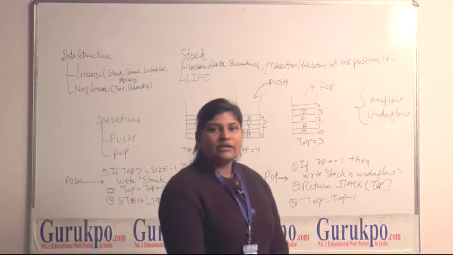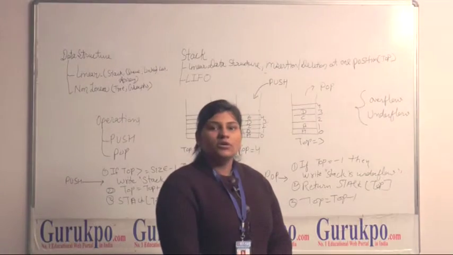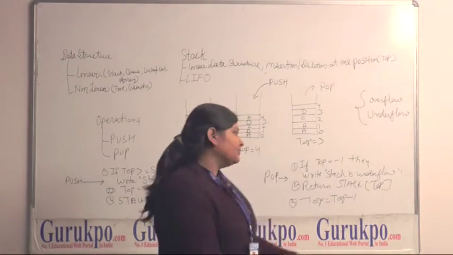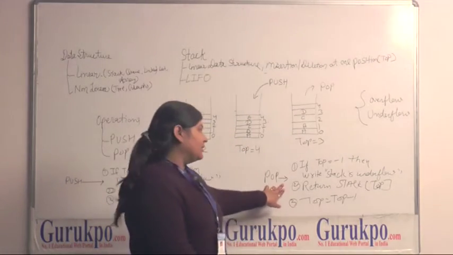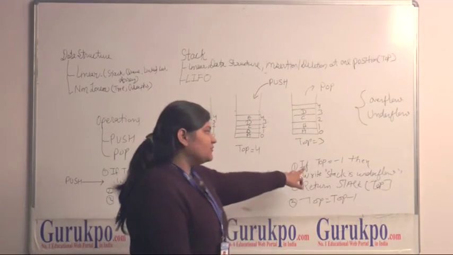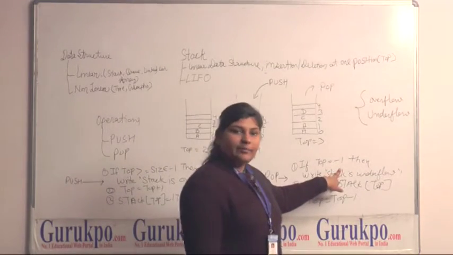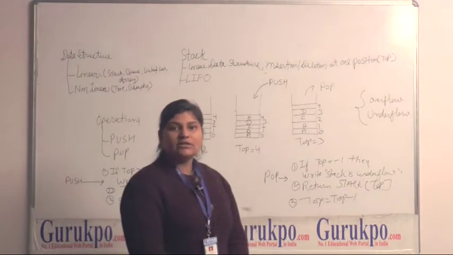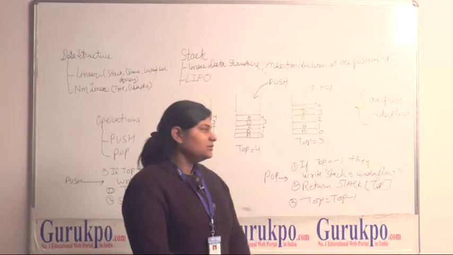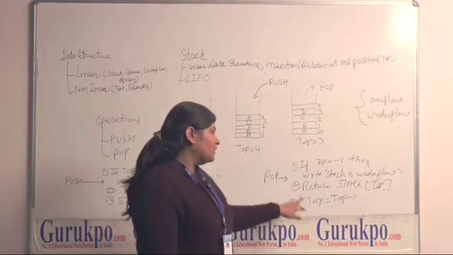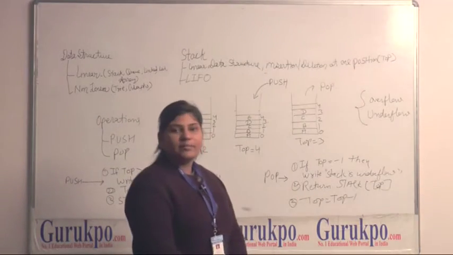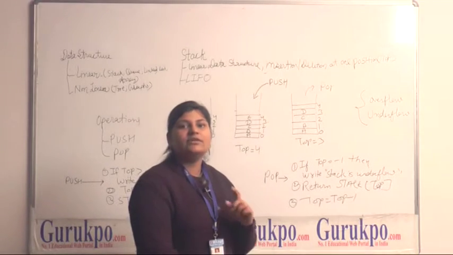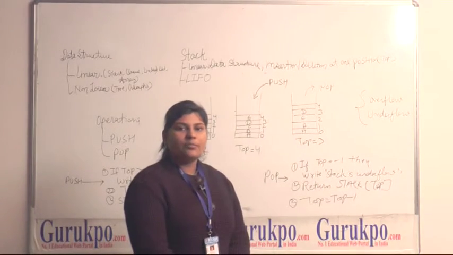In the same way we will talk about the pop operation. As I have told you, underflow is the condition when there is no element and we want to delete it. The same condition is applied here. If top equals minus 1, the stack is empty. If top is minus 1, then it will print the message stack underflow. Otherwise the top element is returned and top equals top minus 1. If it is not underflow, then top is decremented by 1.